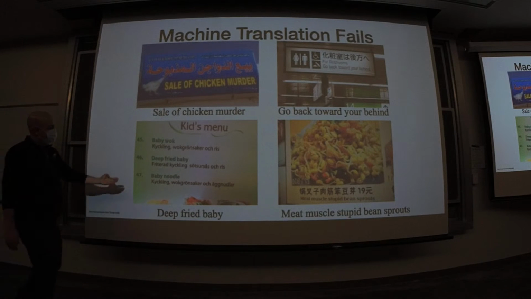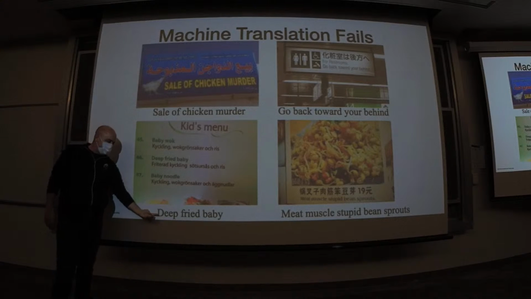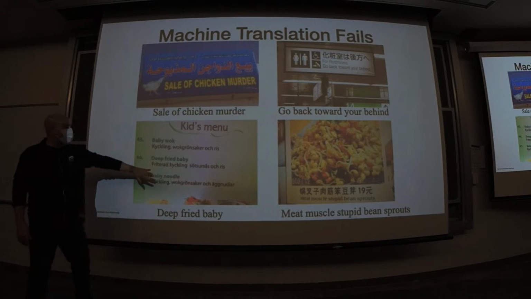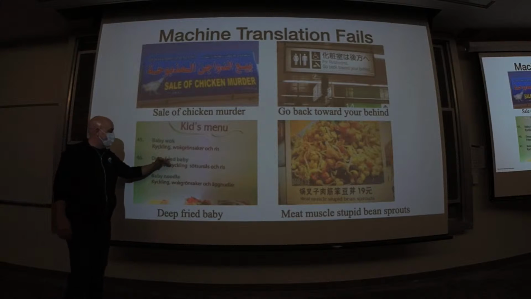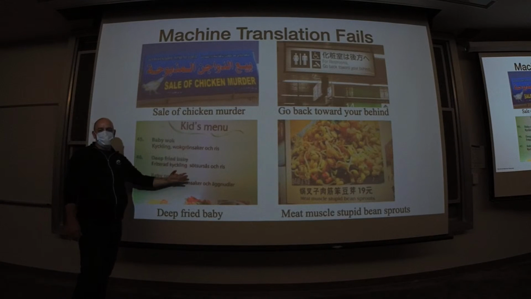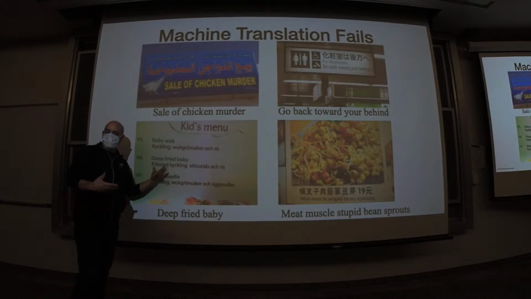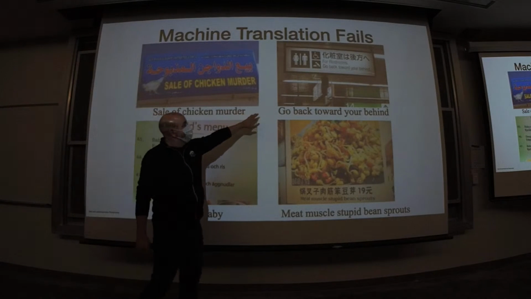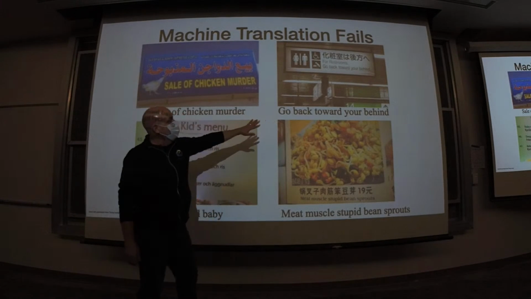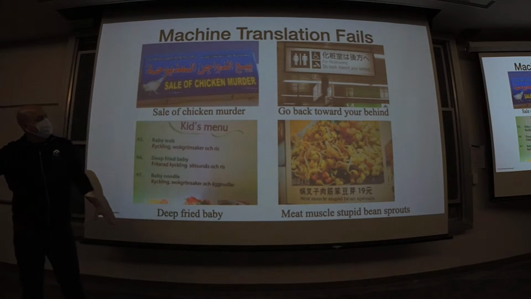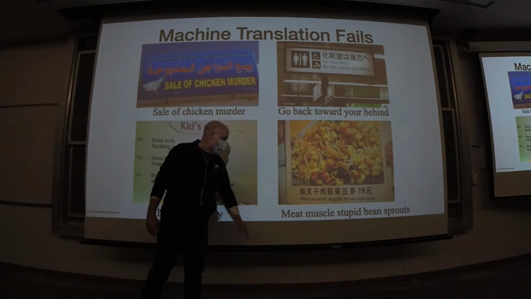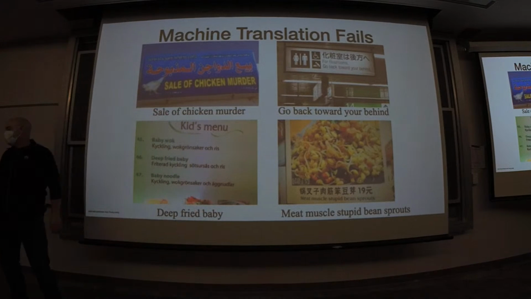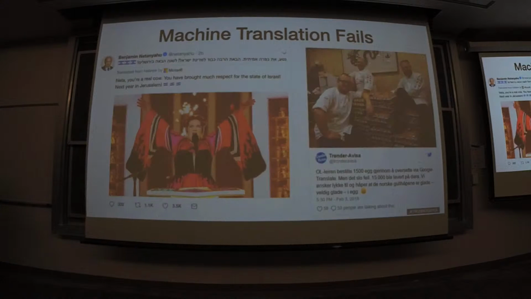Not right. Deep fried baby, certainly. I actually have no idea. If anybody recognizes any language here, they can give us some insight. That'd be fun. But I'm sure it's not deep fried baby. It's probably something like a kid's menu, so maybe it's a kid's something or other, but it came out deep fried baby. This one you can kind of understand. Go backward towards your behind. It's something like you just want to go backwards, but it somehow came out that way. Who knows what's going on here? Meat, muscle, stupid bean sprouts. I have no idea why the stupid got in there.